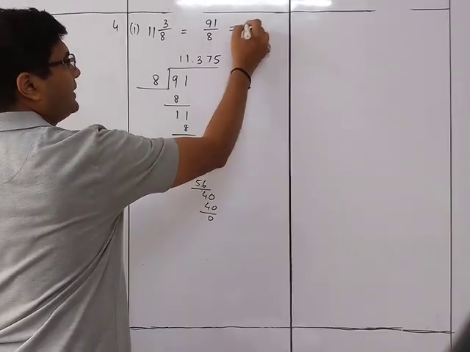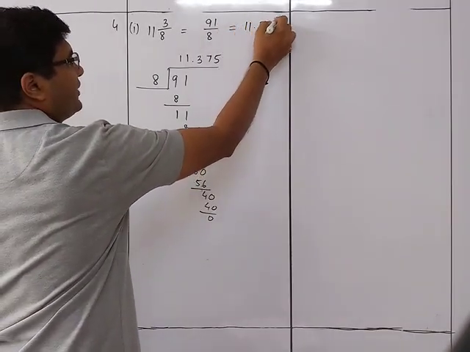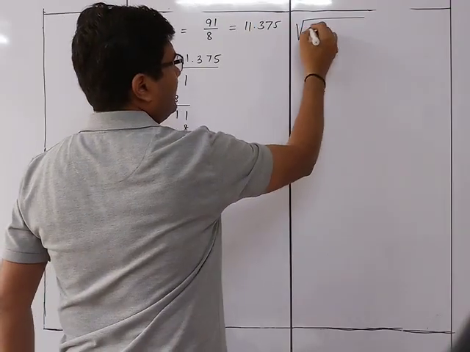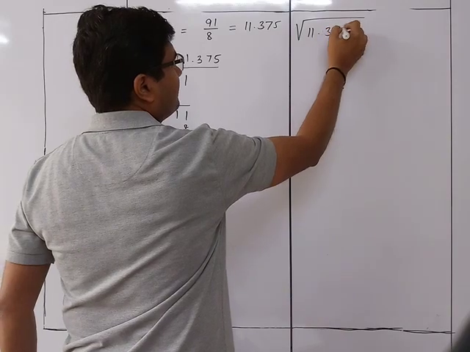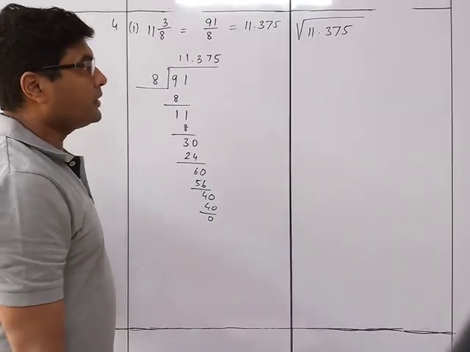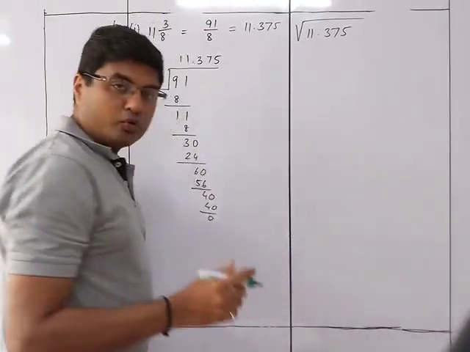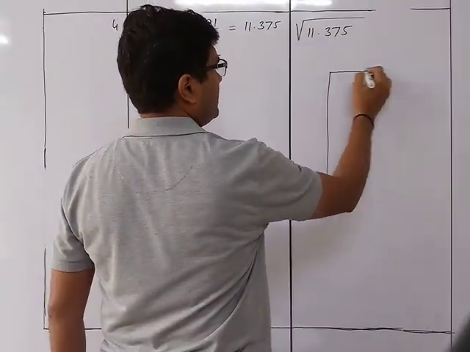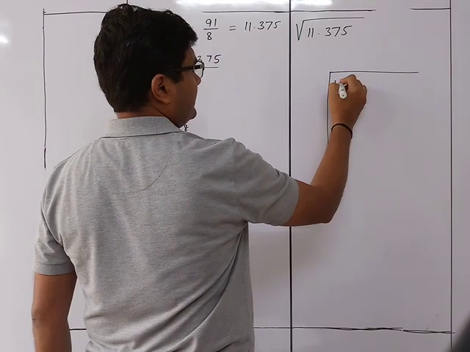So it is nothing but 11.375. We want the square root of this thing. So we want the square root of 11.375. Okay, so let's start with this thing. Now it is up to 2 decimal points. So we'll do the same method again. So up to 3 decimal points we'll go and then find out the answer.